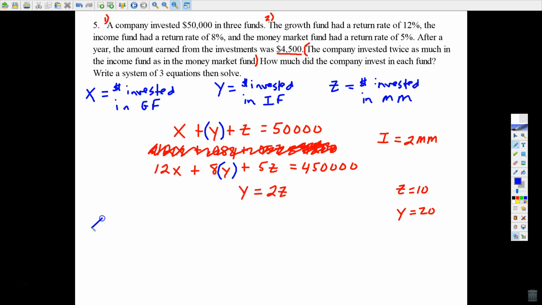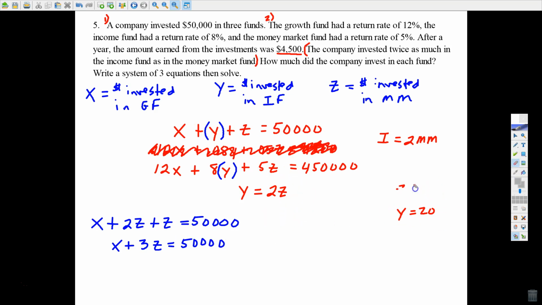So the first equation becomes X plus, and then instead of Y, I'm going to put 2Z, and then plus Z equals 50,000. And now combine like terms to simplify this, and you get X plus 3Z is 50,000. All right, so we've taken care of the top equation.